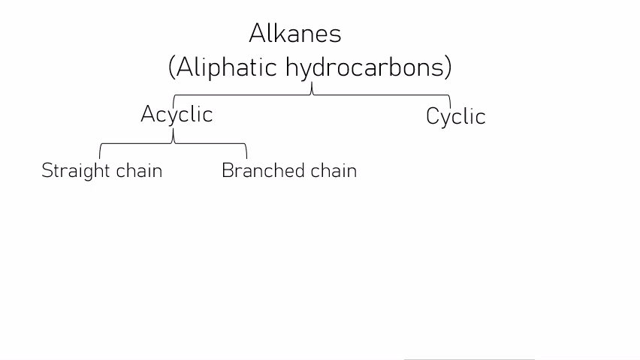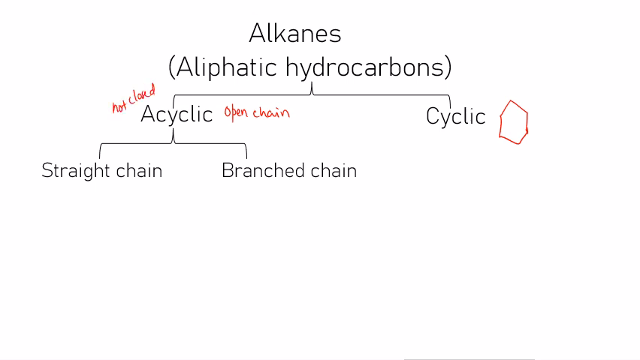Okay? So let us summarize the classification of alkane. Alkane can be classified into acyclic. Alkanes are also aliphatic hydrocarbons because it shows the properties of fats, right? So this can be classified into acyclic and cyclic. Cyclic means closed structure, and acyclic means not closed. We called it as open chain, remember? So it is not closed.